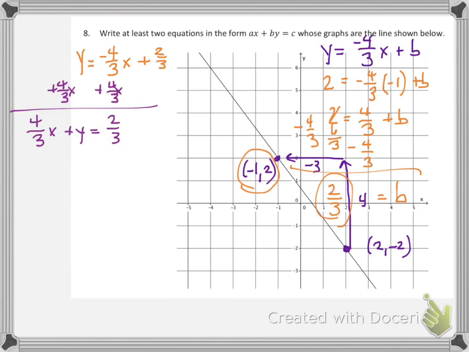And then I can just multiply through by a constant. I think I'll multiply through by 3. 3 times 4/3 is 4x. Plus 3 times y, that's 3y, is equal to 3 times 2/3, which is 2. So there's another equivalent equation in standard form.